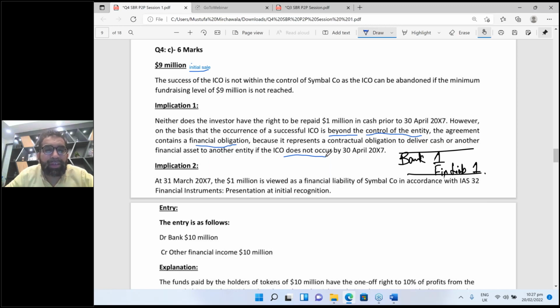Okay, so this transaction at 31st March X7, at the year end, this is a liability. See the final implication. At 31st March X7, the $1 million is viewed as a financial liability in accordance with the financial instruments standard: debit bank, credit financial liability.